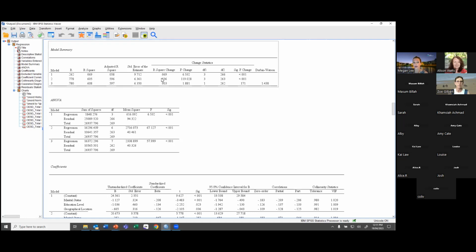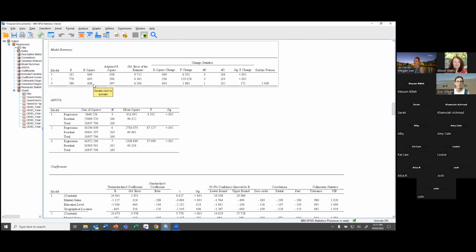Now, an important measurement here is this R squared change. So it basically is just this R squared of model two minus this R squared of model one. So it is the unique percentage that lifestyle factors take up. So around 54% of depressive symptoms are taken up by sunlight exposure, sleep quality, and social connectedness, which is not what we were expecting to find.